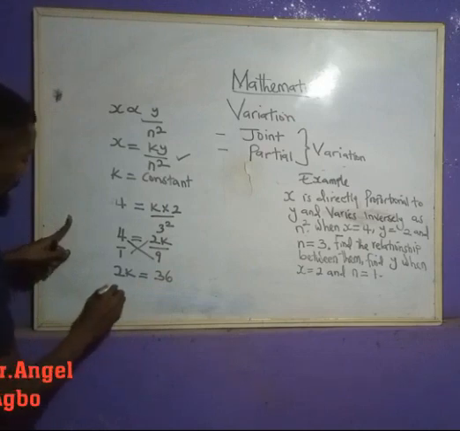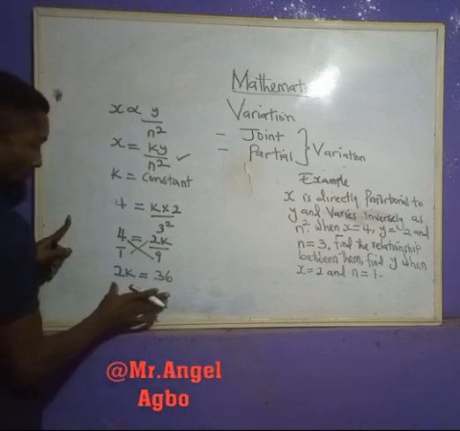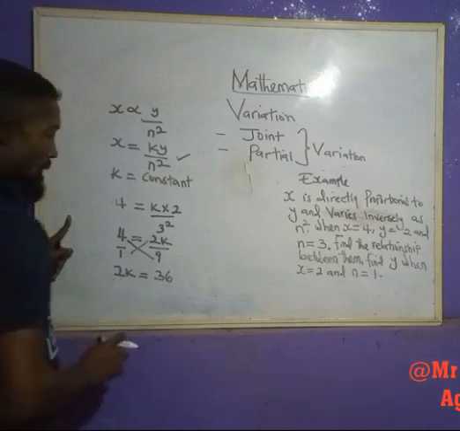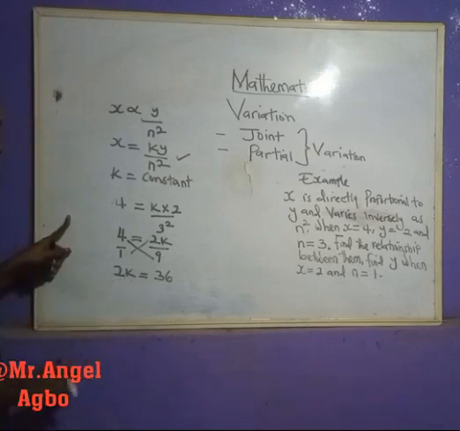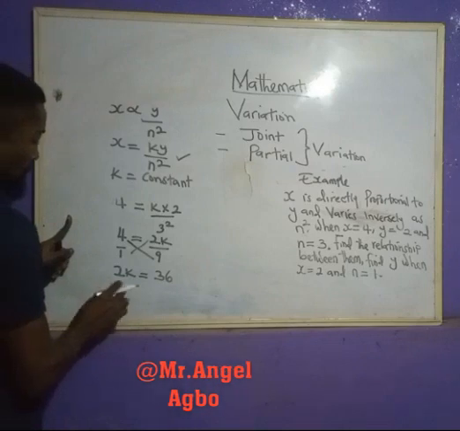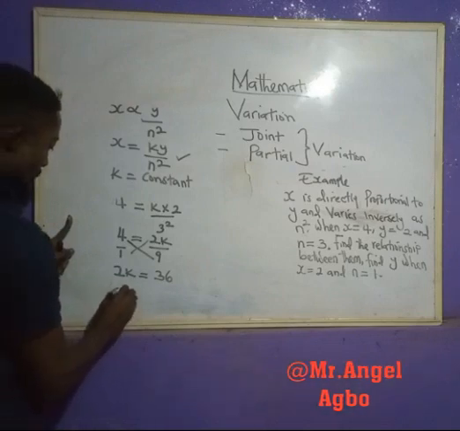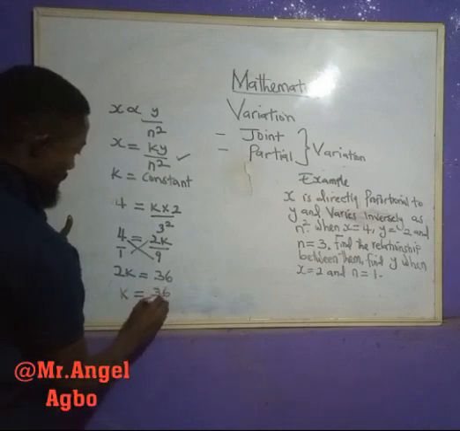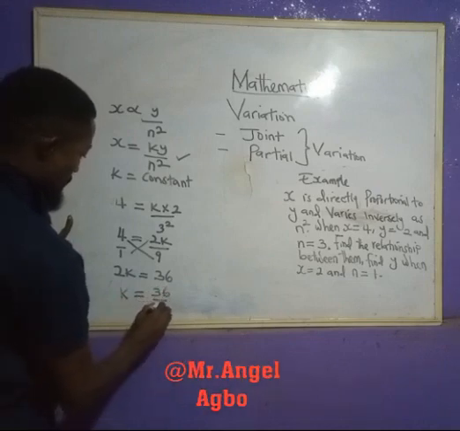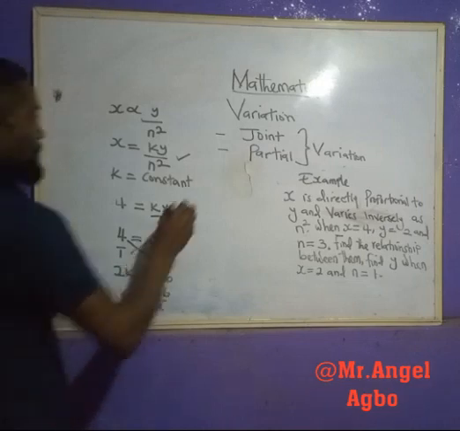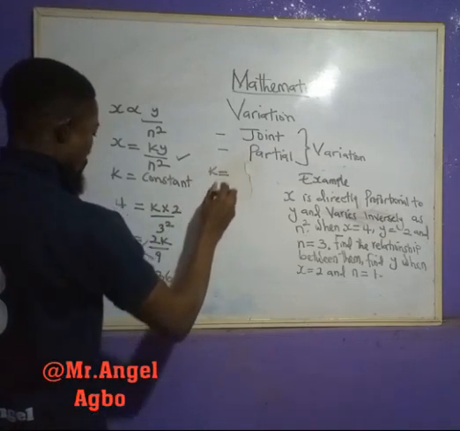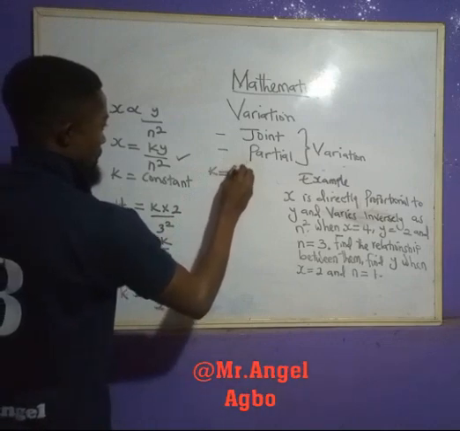Now we can divide both sides by 2 so that k stands alone, to find the value of k. So we divide both sides by 2. We are going to have k equals 36 divided by 2. Now from there, our k is equal to 18.